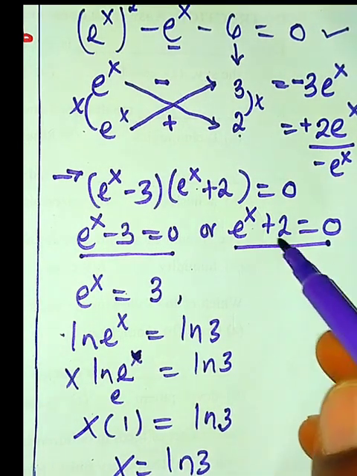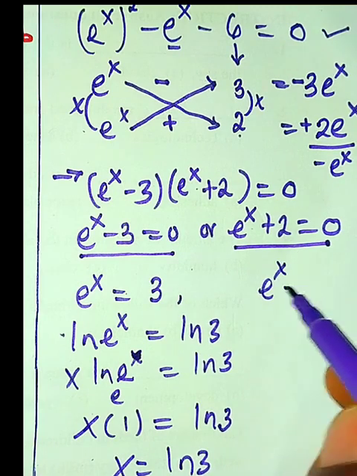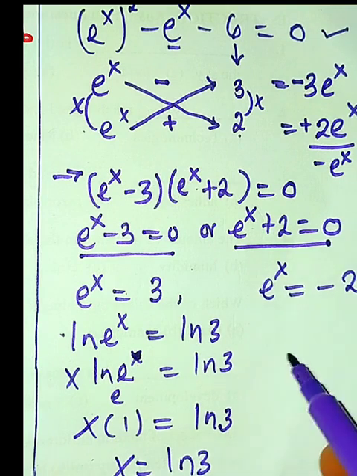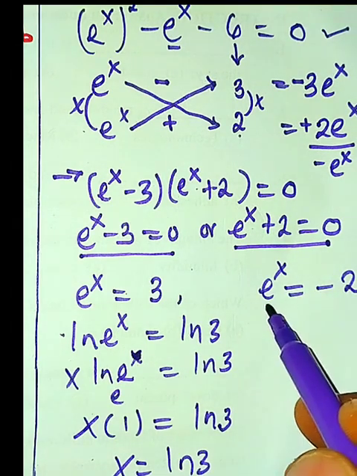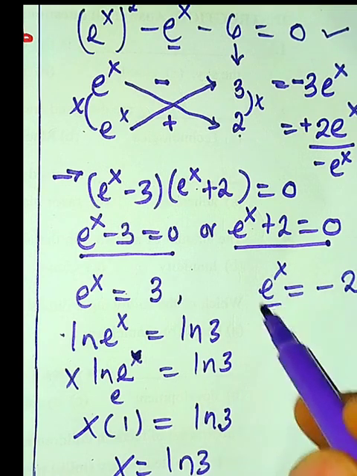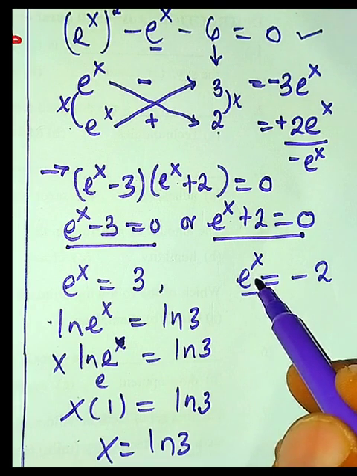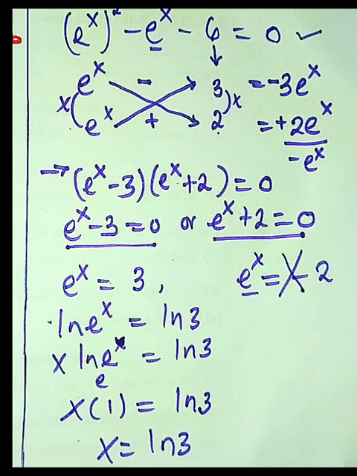If we send 2 to the other side, this gives us e^x = -2. By looking at this, you can see that e^x can never be negative. An exponential expression like this cannot give us a negative value. So this one will be discarded, and we conclude that x = ln 3 is our main solution to the problem.